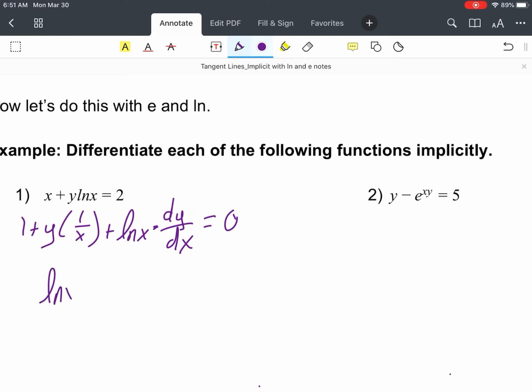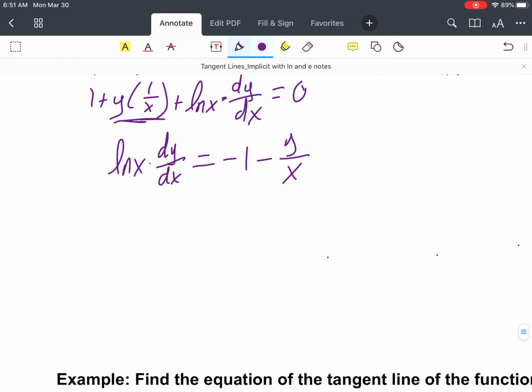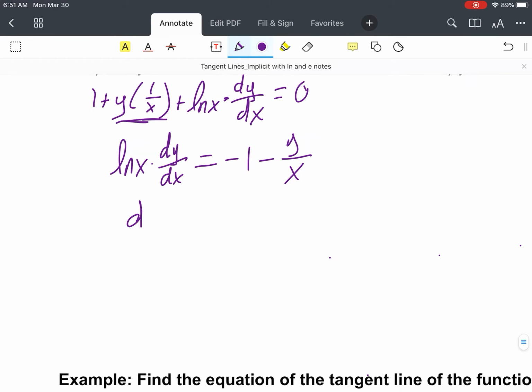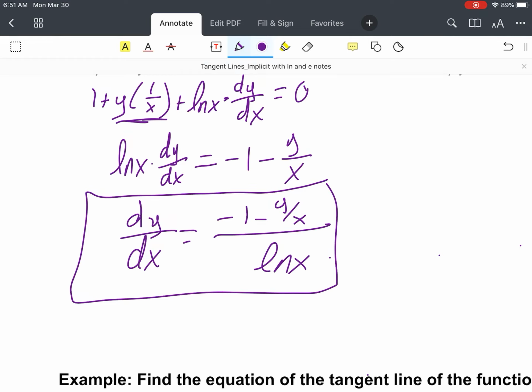Again, I'm going to keep anything with the dy/dx on the left side. So ln of x times dy/dx is going to stay. But I'm going to subtract over the 1 and the y over x. I got y over x just by multiplying these two things together. This time there's only one dy/dx, so we don't really even have to factor anything out. All we have to do is divide by that ln x, and we're there. So dy/dx equals negative 1 minus y over x, all over the natural log of x.